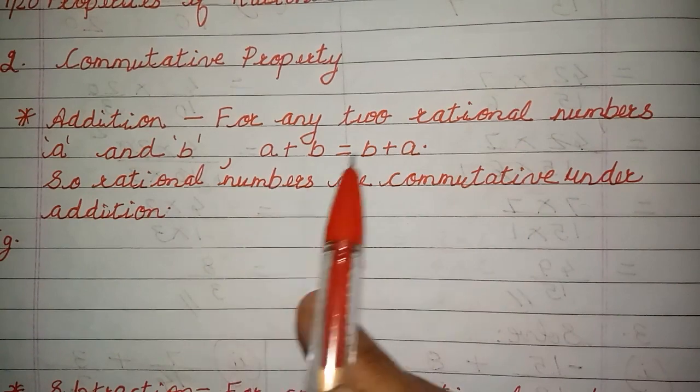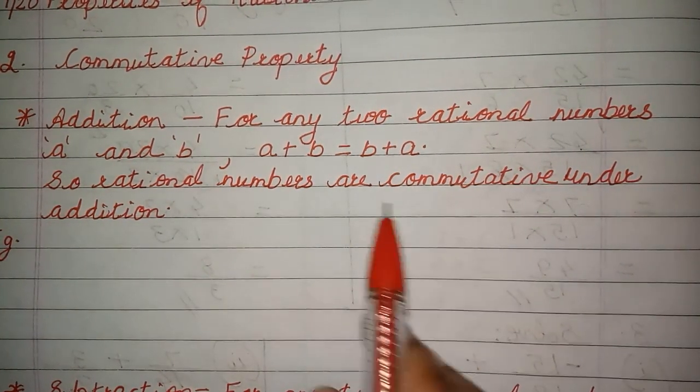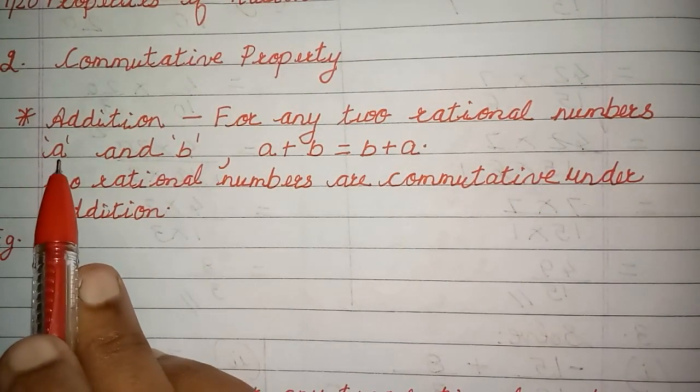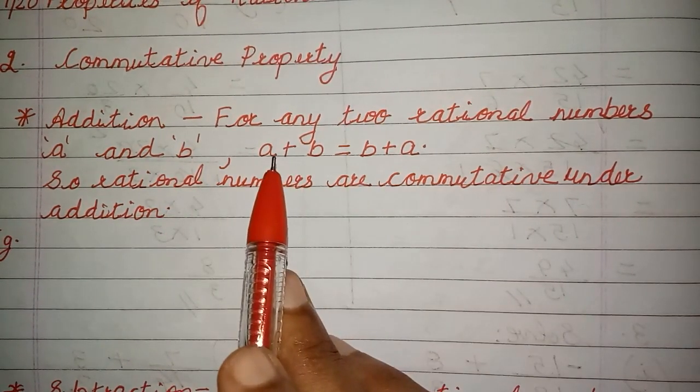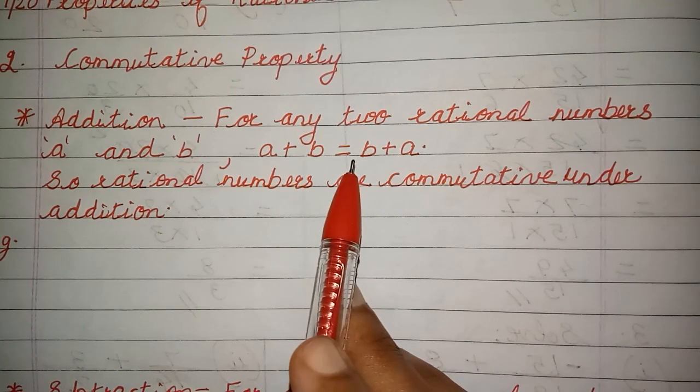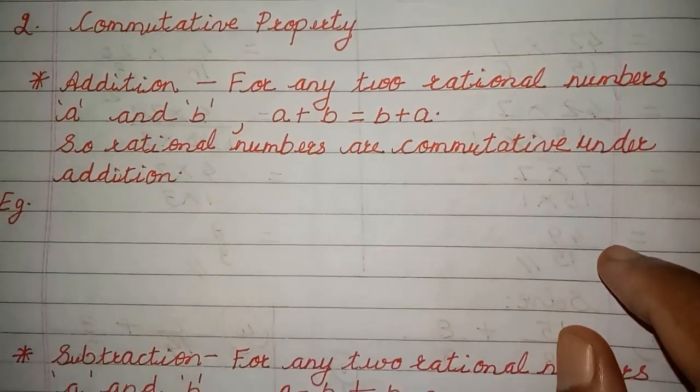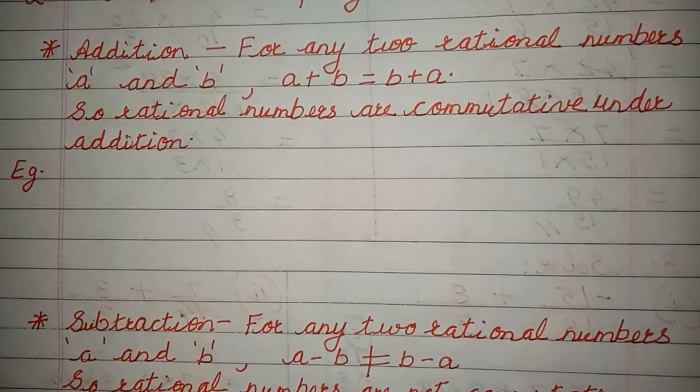What does the property say? You take any two rational numbers. Say one rational number is a and another rational number is b. You add it. First add a to b or to b you add a. Answer is the same. Children, let us do it with an example.